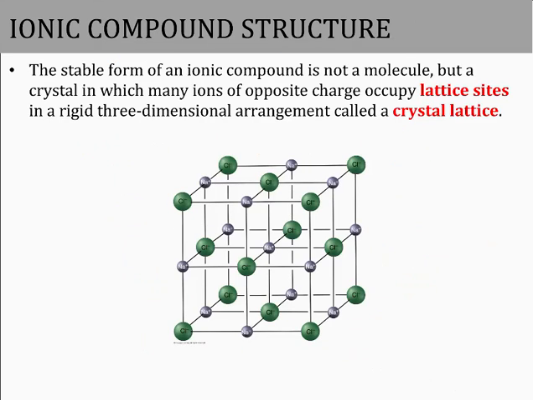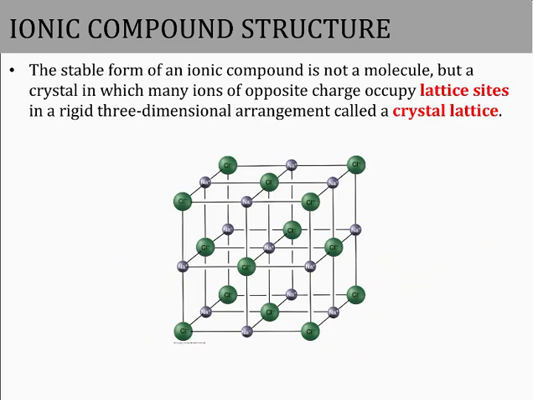So the stable form of an ionic compound is actually not a molecule, but a crystal in which many ions of opposite charge occupy what are called lattice sites. And this forms a rigid three-dimensional arrangement called a crystal lattice.